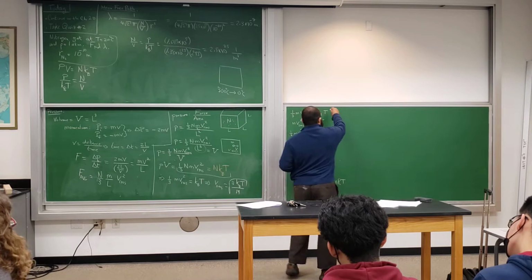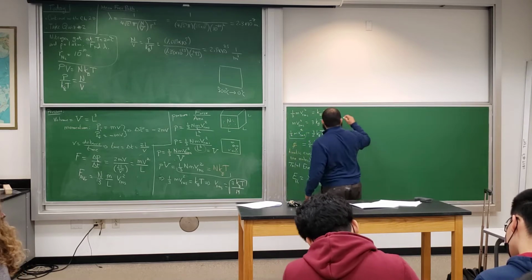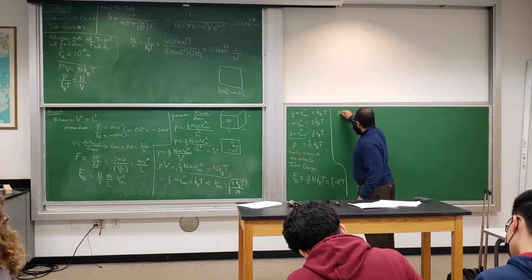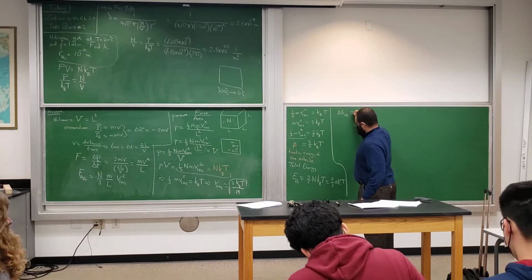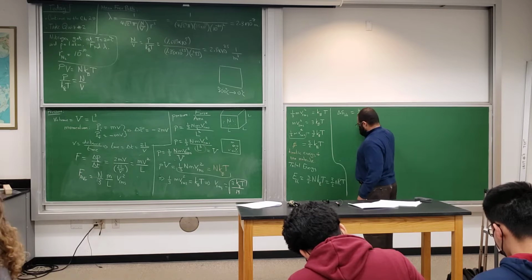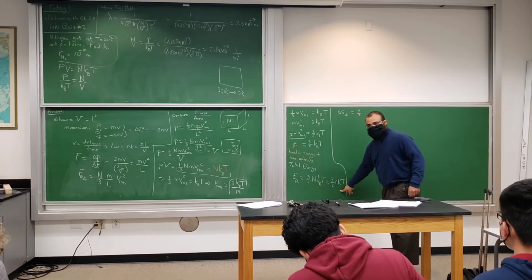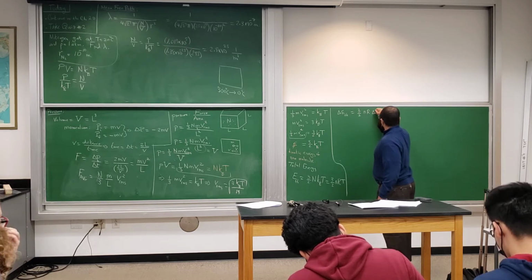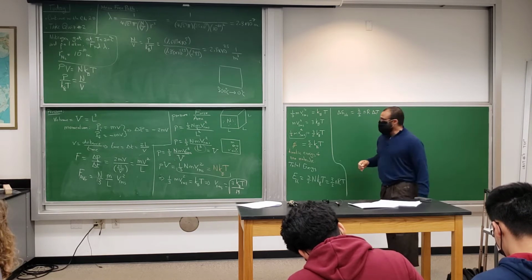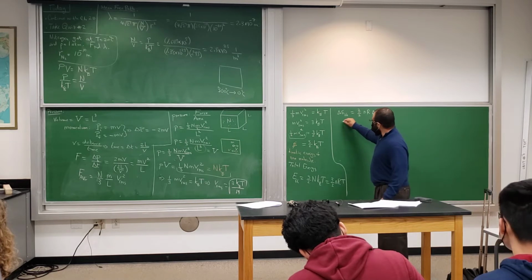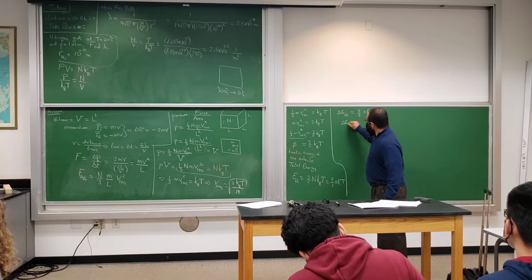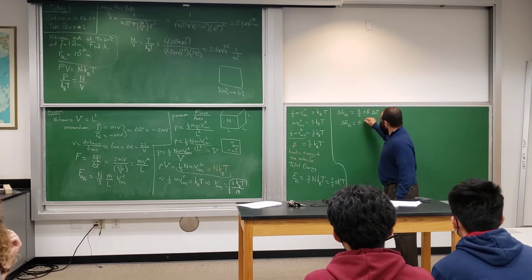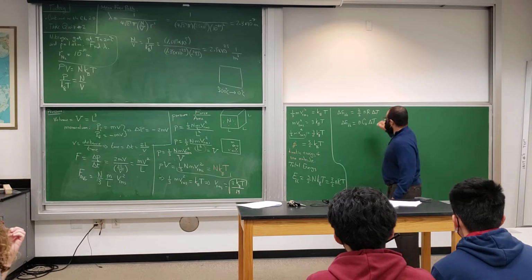And let me just say one thing. If you recall, from this one, I can write delta E thermal will be 3 halves, I will write it in terms of nRT, 3 halves nR delta T. We remember this. And what did we say? Delta E thermal, how is it related to CV? It's nCV delta T.